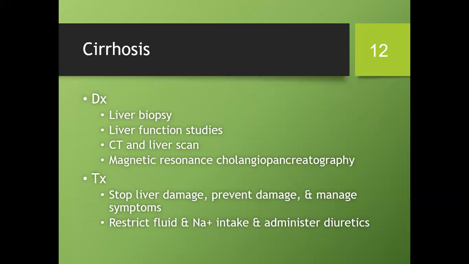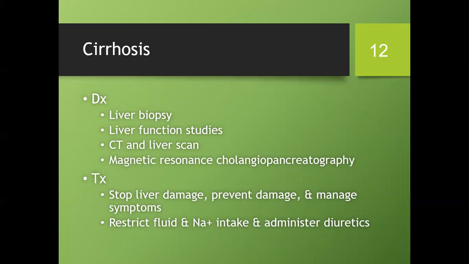Normal hepatic structures are destroyed and replaced with fibrotic tissue in the cirrhosis pathology. Liver biopsies, liver function studies, CT and liver scans, and magnetic resonance cholangiopancreatography are going to tell us if we have cirrhosis of the liver. Treatment is to stop the liver damage, whatever caused it, prevent further liver damage, and manage the symptoms of the cirrhosis.